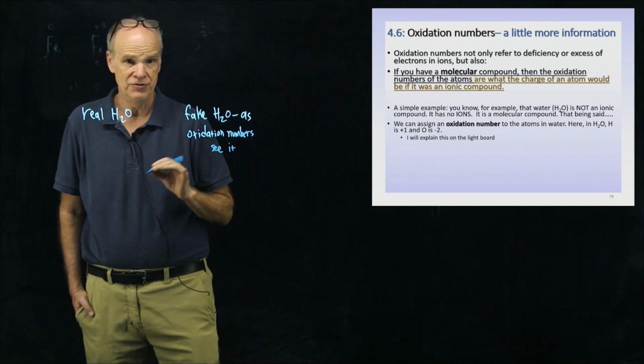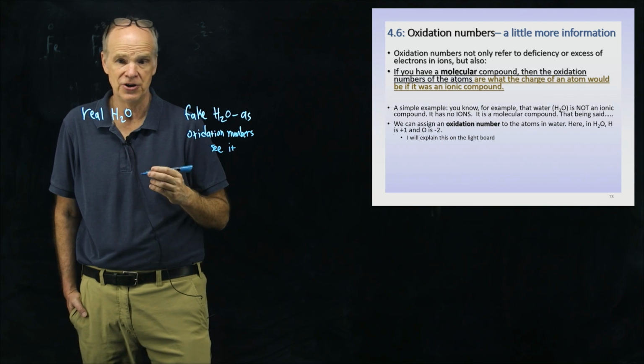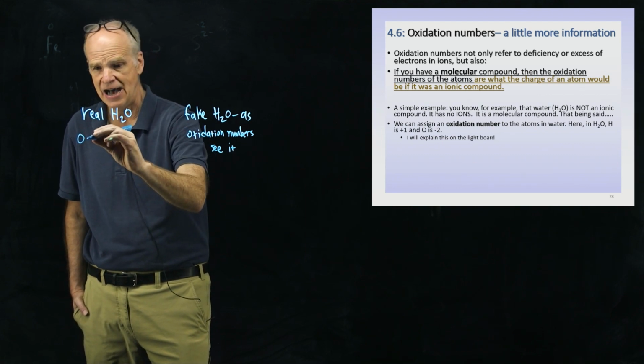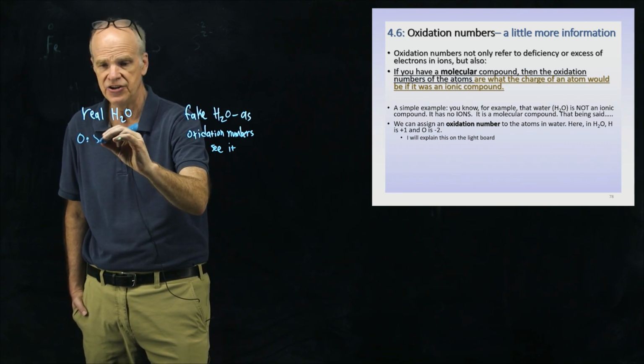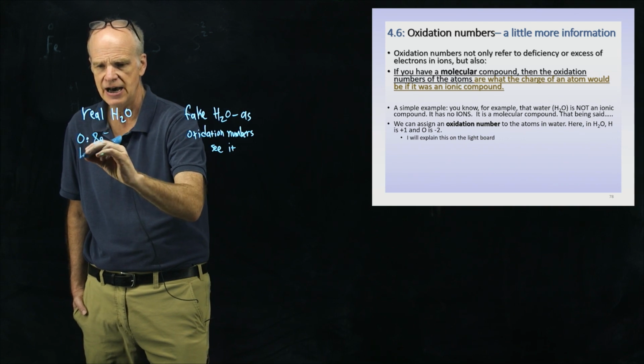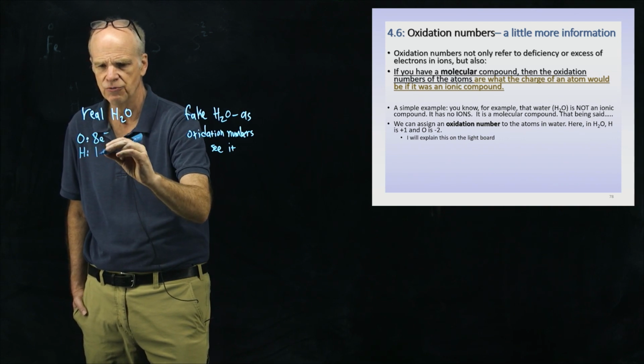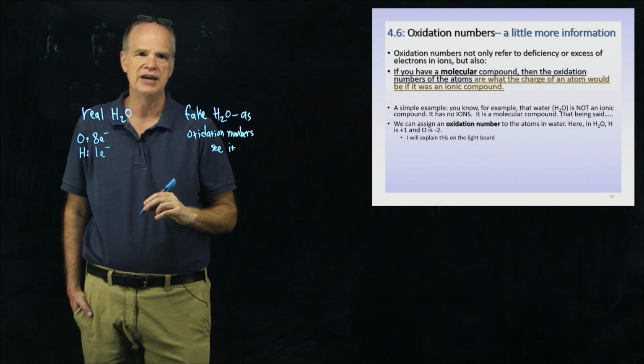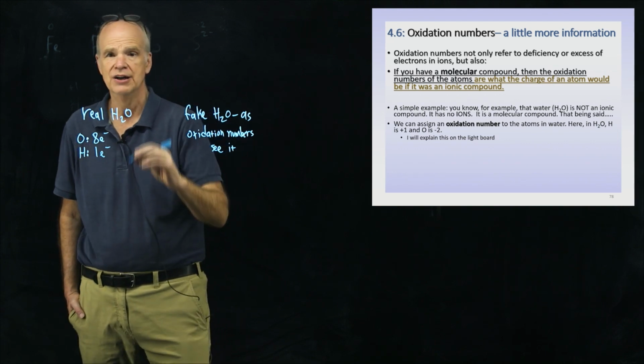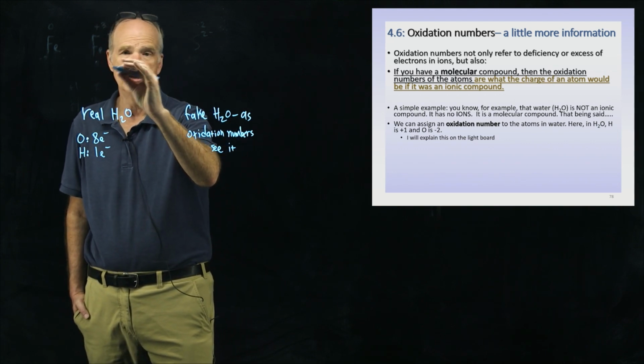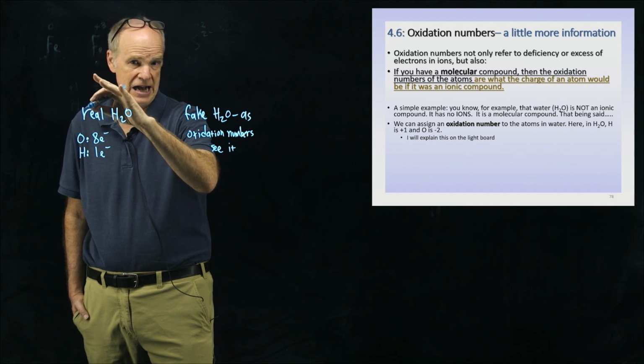So maybe if you looked up hydrogen and oxygen in the periodic table, you would learn that oxygen, the neutral atom, has 8 electrons, and then hydrogen, the neutral atom, has 1 electron. So let's go ahead and draw a picture of real water. And so here maybe we're going to look at the oxygen atom first.